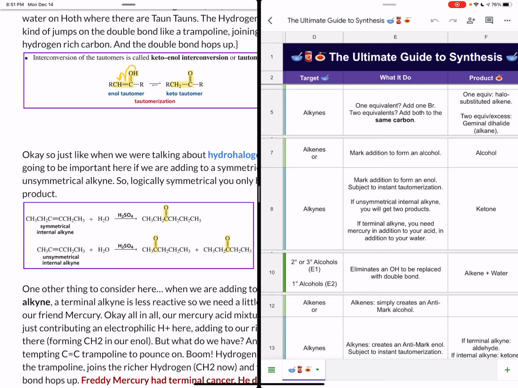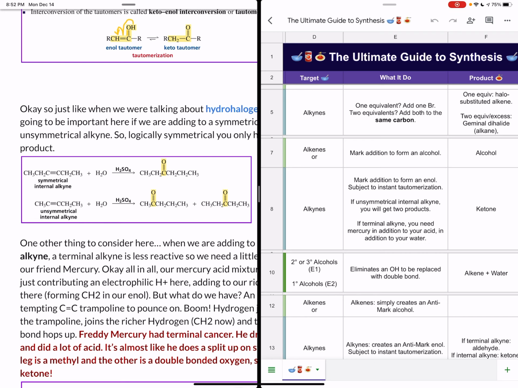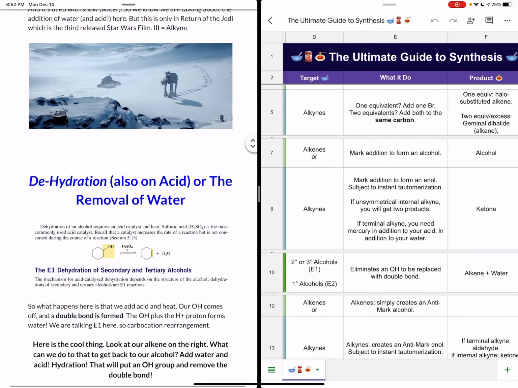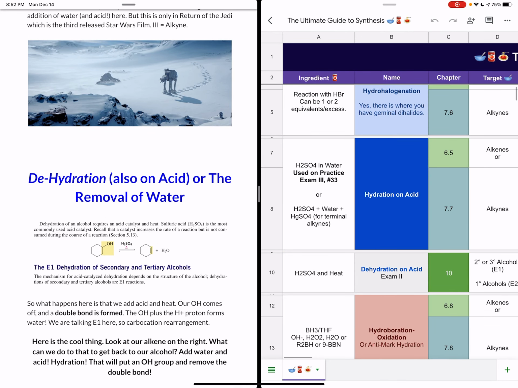A terminal alkyne, we're getting ketones here. This, we're also getting ketones, just adding an OH group, which is then going to, does this tautomerize here? Plus H2O and H2SO4, we're just getting an O. Yeah, and then it tautomerizes into ketones. Okay, so that is hydration on acid.